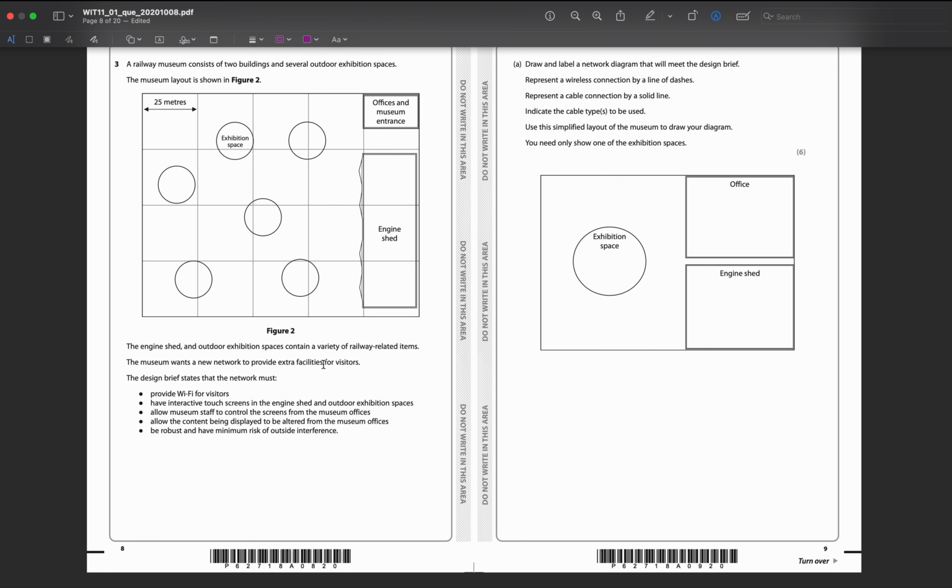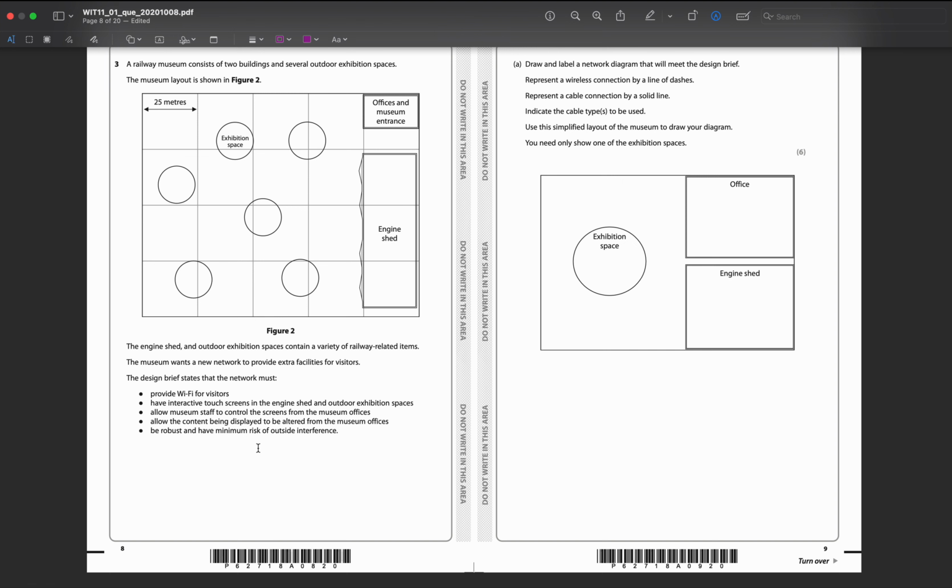The design brief states that the network must provide Wi-Fi for visitors. So the visitors will be in this portion, and they can get the Wi-Fi. Have interactive touch screens in the engine shed here and the outdoor exhibition space, that means there will be two screens, here and here. Allow museum staff to control the screens from the museum offices. That means from here they can control what appears on the interactive screens. Allow the content being displayed to be altered from the museum offices. So what is displayed on this screen can be changed from here.